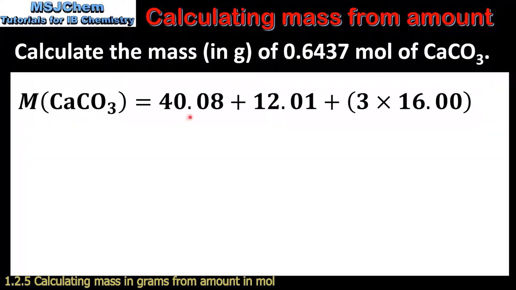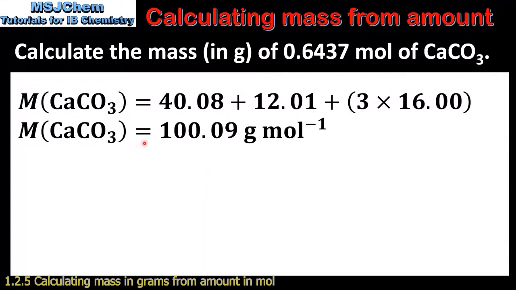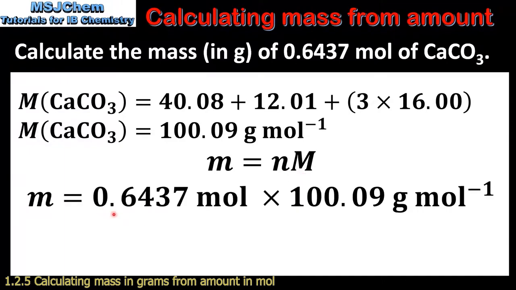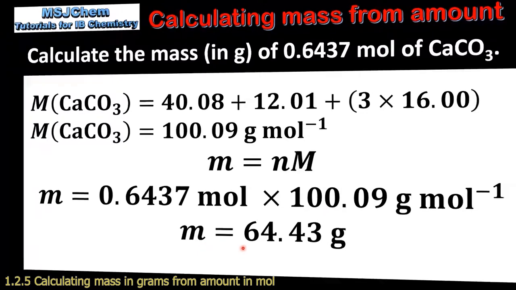Here we have the relative atomic masses of calcium, carbon, and oxygen. When we add these together, we get a molar mass of 100.09 grams per mole. Next, we'll use the equation mass in grams equals amount in moles multiplied by the molar mass. So the amount in moles is 0.6437, and the molar mass is 100.09 grams per mole. And this gives us a mass of 64.43 grams.